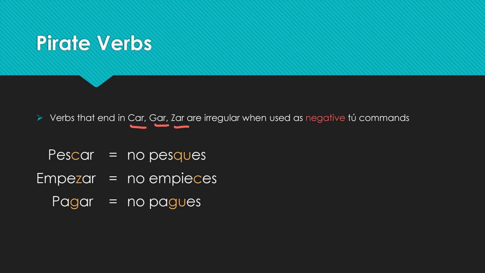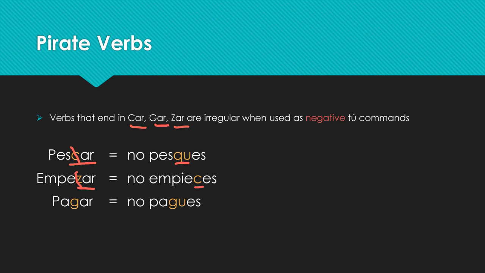And so for a verb like pescar that ends in car, you're going to change that C to a QU, all right, before you add your opposite ending. So pescar becomes no pesques. So if I want to say, tú no pesques, hey, you don't fish, this is how I would conjugate that verb. Empezar, so a verb that ends in zar, I need to change that Z to a C before I add my opposite ending ES.